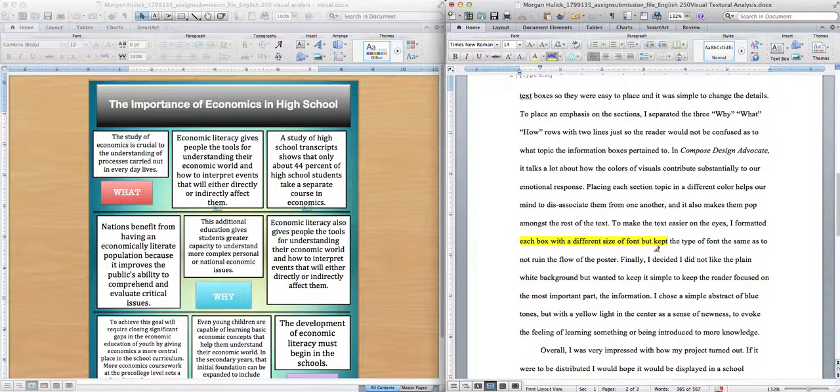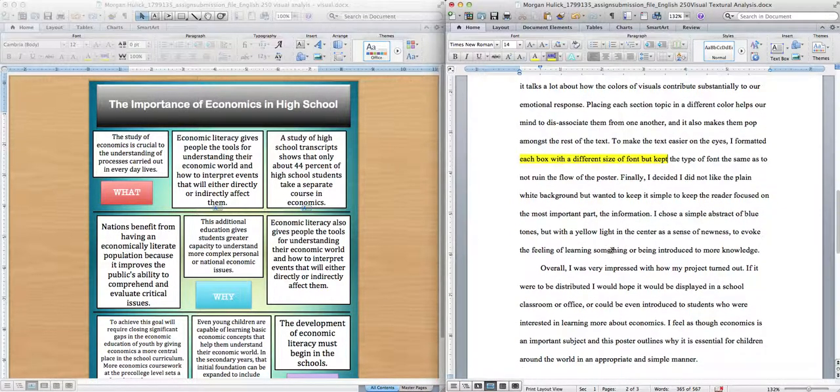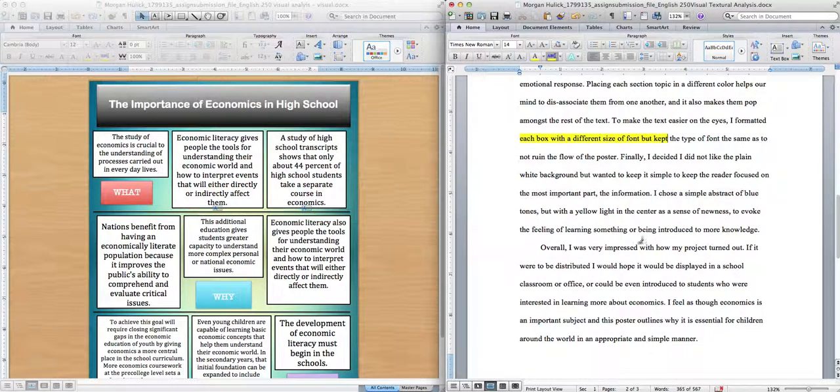Finally, I decided I did not like the plain white background, but wanted to keep it simple to keep the reader focused on the most important part, the information. So this sounds more like, instead of you using design strategies from the textbook, you just felt like it was boring, which isn't a very strong rationale. You want to give a specific reason why you changed the color and why you chose that color. Why didn't you choose red or yellow or black? So you have to think about why the colors you chose are important, and why the background color you chose is important.